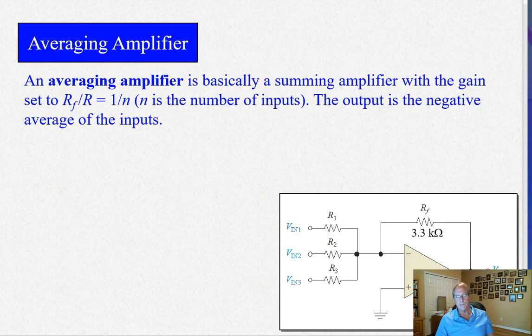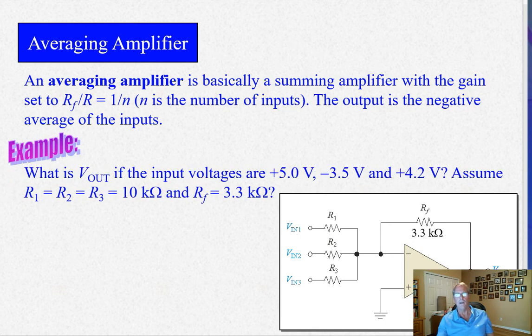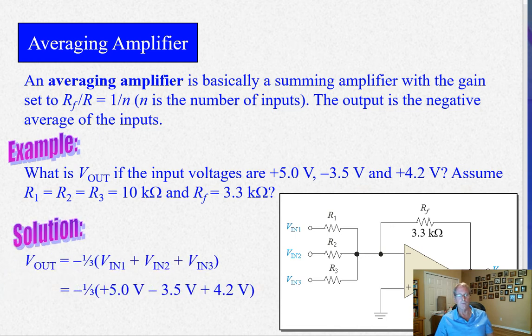So there's other types of these. There's an averaging amplifier. You can take your feedback resistor and make it 1/3, in this case for 3 inputs, 1/3 of the input resistors. So in this case, 3.3K, R1, R2, and R3 are each equal 10K. And so we do a little example here. 1/3 of the 3 voltages, you end up with minus 1.9 volts, which is the average of all those.